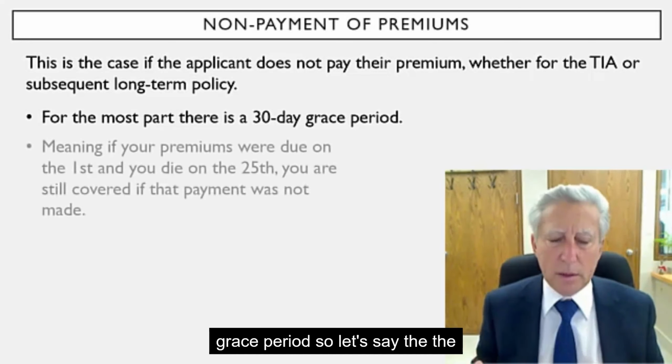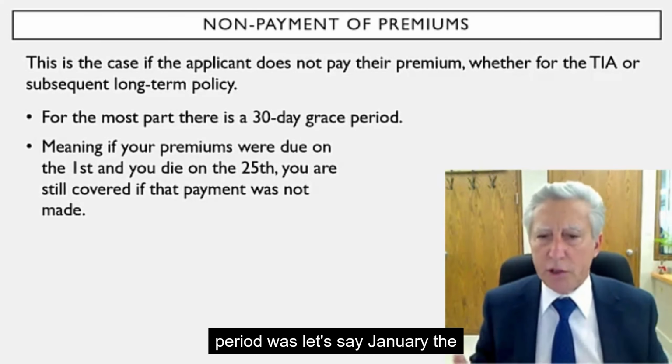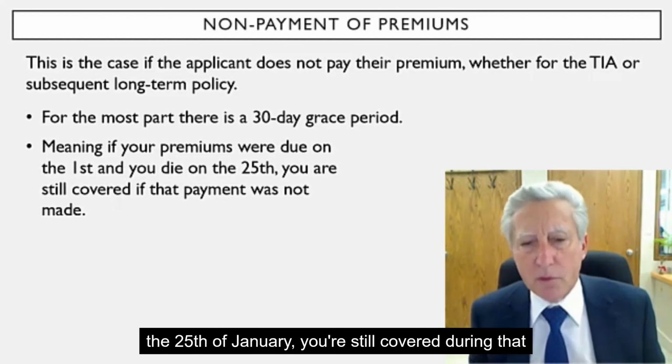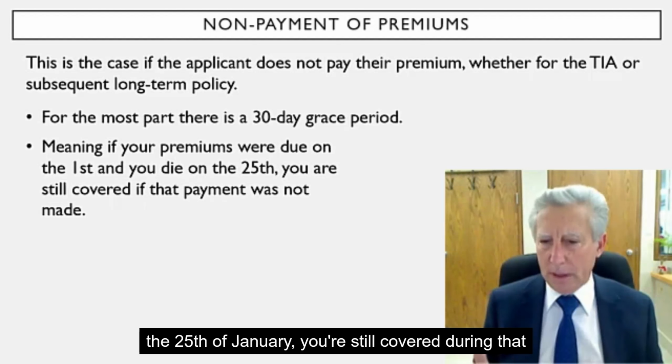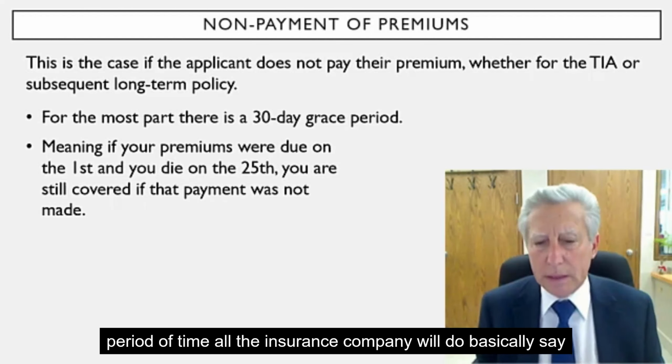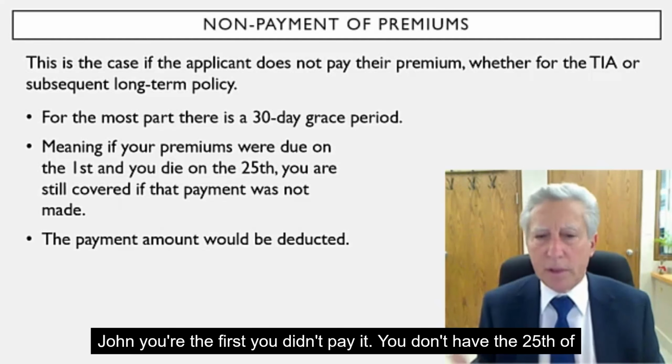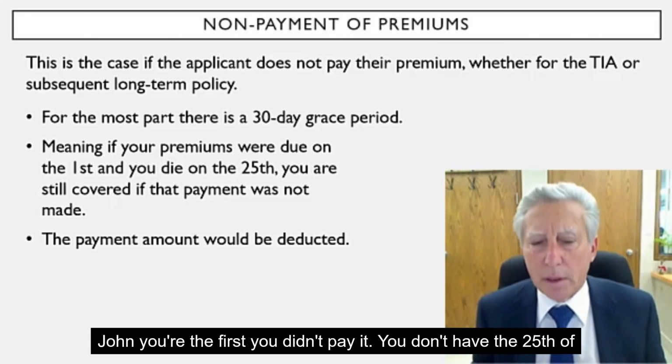So let's say the period was, let's say, January. The 1st is when you're supposed to pay your premium. You died on the 25th of January. You're still covered during that period of time. All the insurance company will do basically say, well, the premium due was $1,000. Let's say January the 1st, you didn't pay it. You died on the 25th of January.